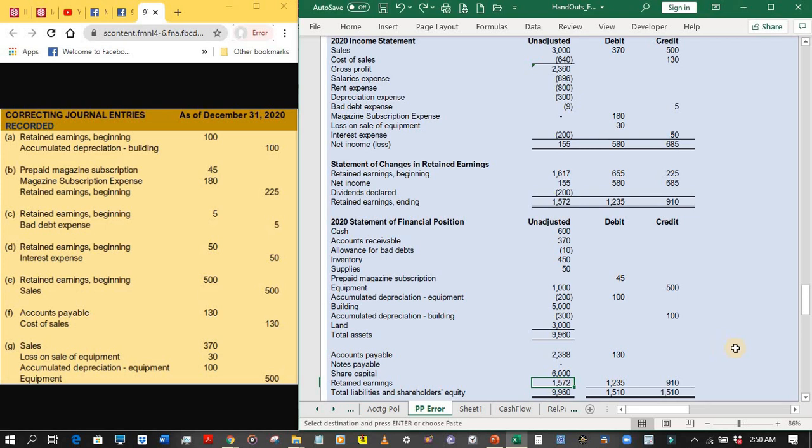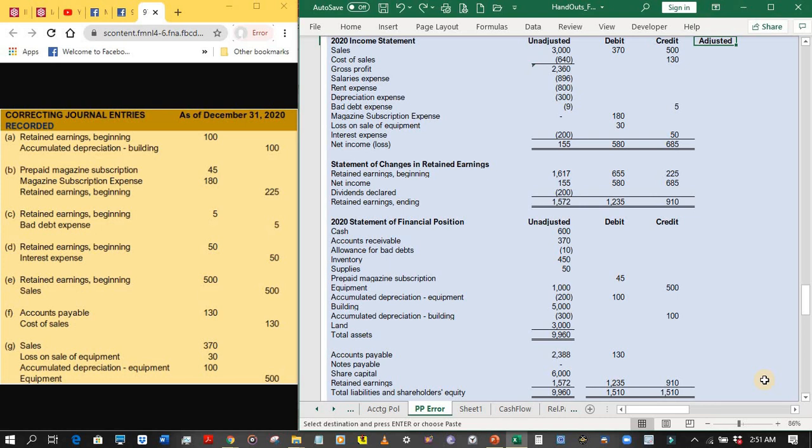So to determine whether the adjustments are balanced, the total debits in the statement of financial position is 1,510, as well as the total credits in the statement of financial position. Now let us determine the adjusted balances. Let us start with the income statement.